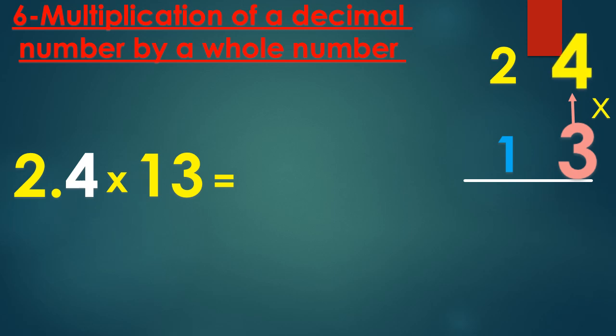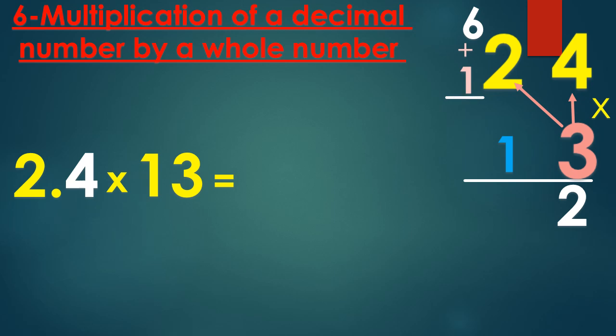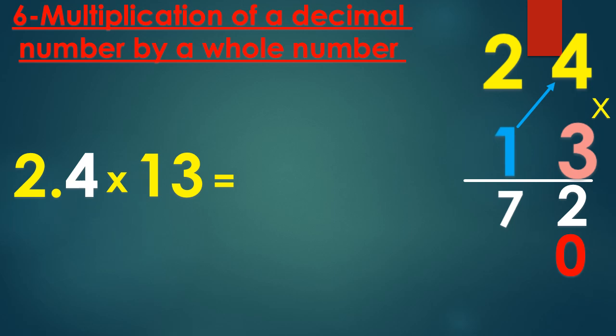3 times 4 is 12. 2 and carry 1. 3 times 2 is 6, and we have a 1. 6 plus 1 equals 7. The first line is 72. Then we start the second line by putting a 0 under the 2. Then 1 times 4 is 4. 1 times 2 is 2.